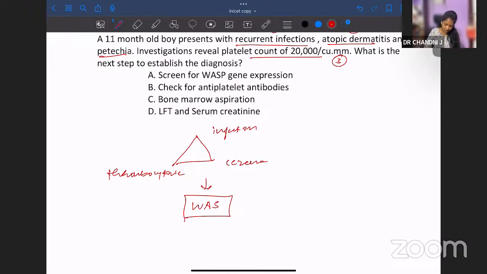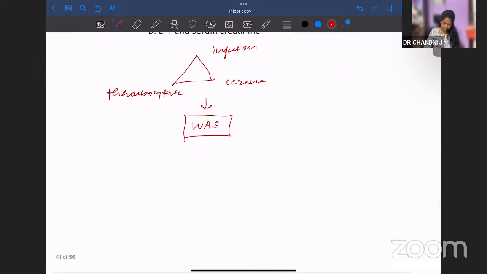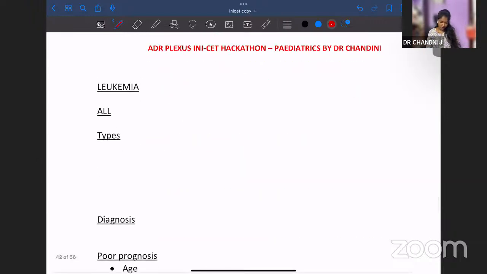So, what is the screening test you do? Screen for WASP gene expression. So, Wiskott-Aldrich syndrome, triad of recurrent infection, eczema, and thrombocytopenia. Here, if you see in the peripheral smear, you will have small platelets. Small platelets are characteristic of Wiskott-Aldrich syndrome.